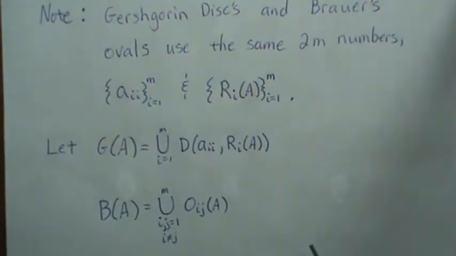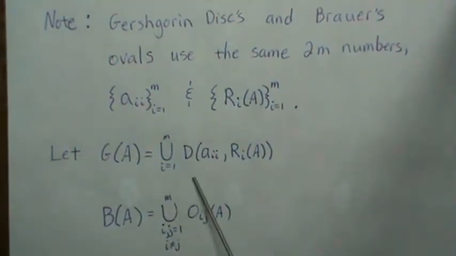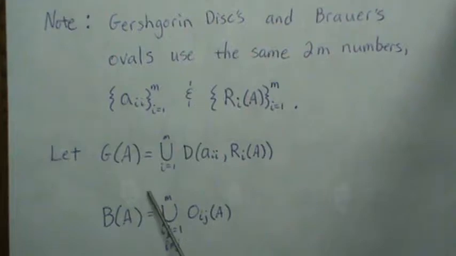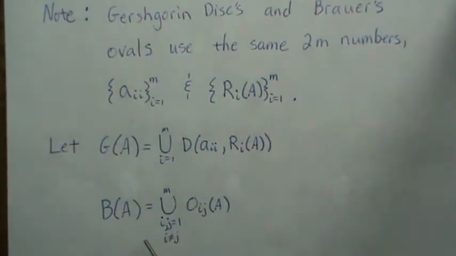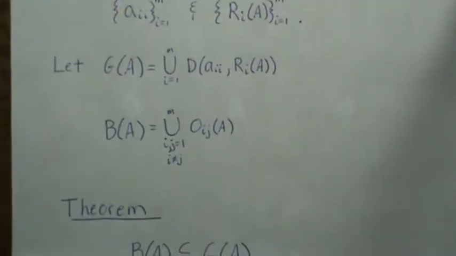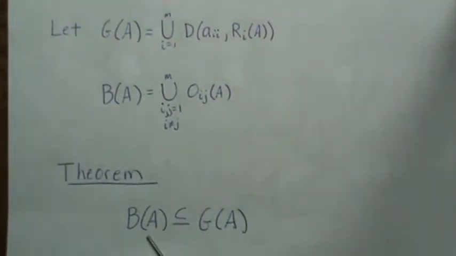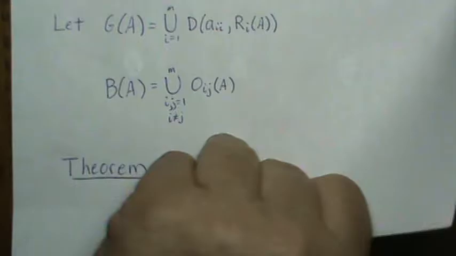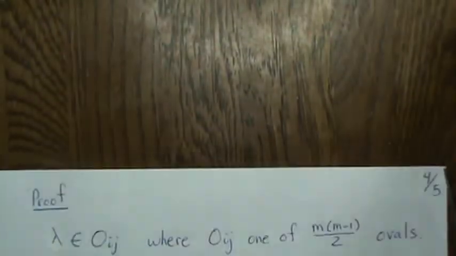let's develop some notation first. If we take the union of all the Gershgorin discs, we're going to call that G of A. And the Brauer's ovals, if we take the union of all possible, then that's B of A. Okay, and the theorem says that Brauer's ovals are a subset of, or smaller than, the Gershgorin estimate, and that's what we're going to show next.